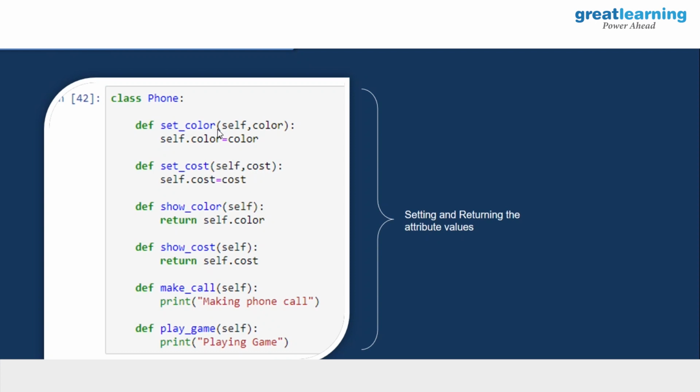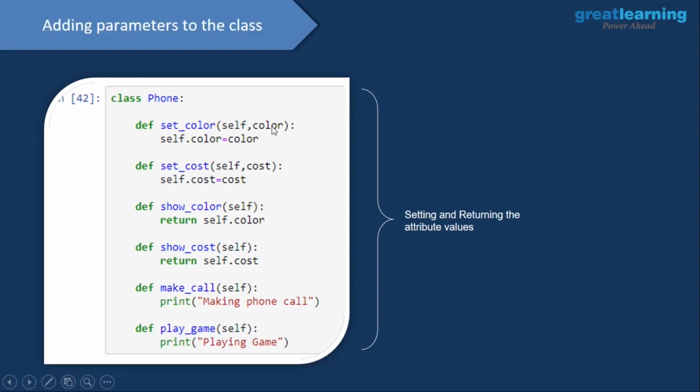To the methods present in our Phone class, we will be adding some additional attributes. We are adding a new method called set_color, and this set_color method takes in two parameters. The first parameter is self because it is compulsory. Then we have this new parameter called color, and with it I have an attribute called color, and I am assigning this color to the attribute color present in my Phone class.